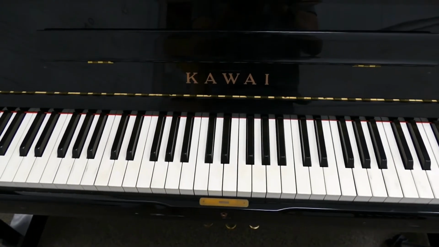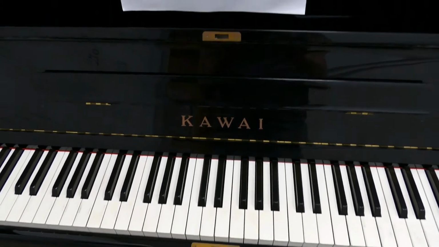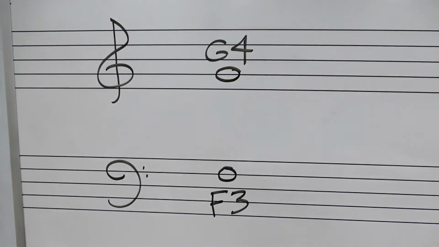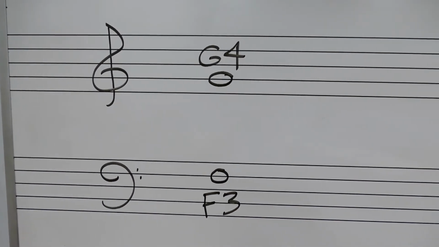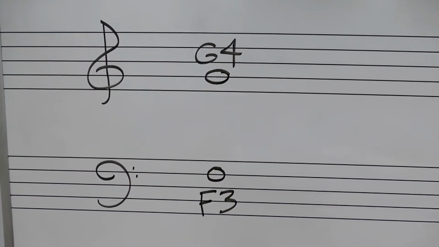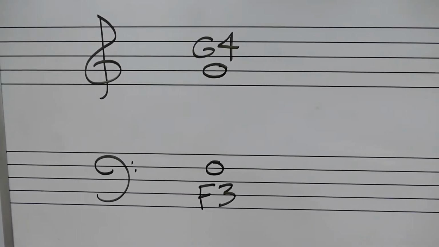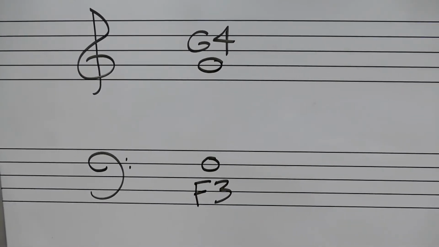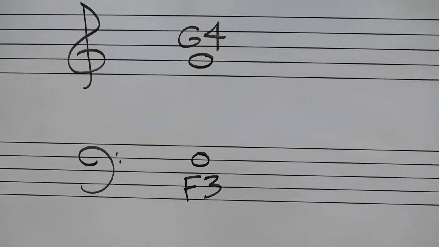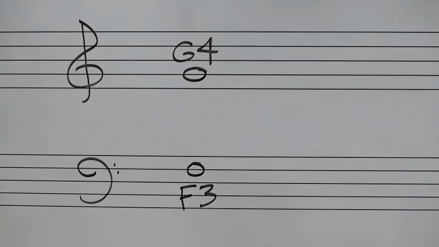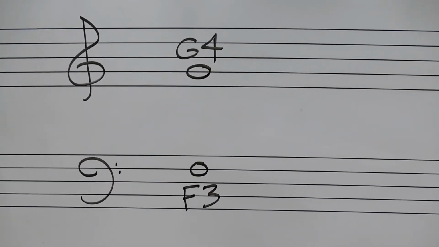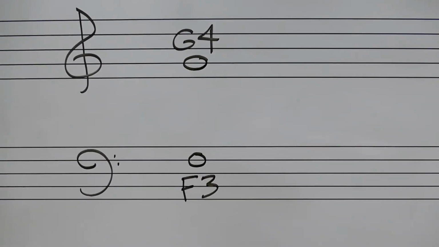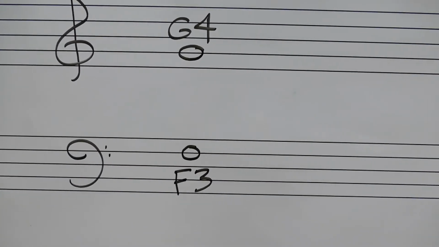Now, let's remember the treble clef and the bass clef. So those are over here, and we said that the treble clef marks where G is, and the bass clef marks where F is. And I said they're a particular G and a particular F. They're not just any old G or F. So the treble clef is G4, and the bass clef is F3.